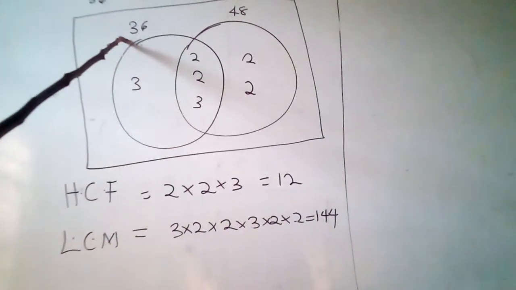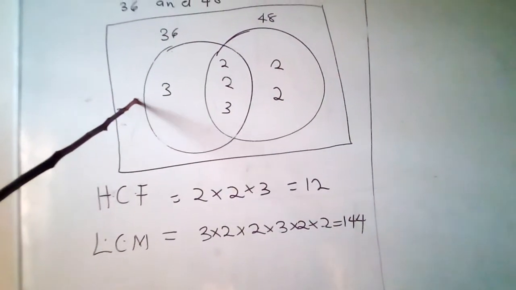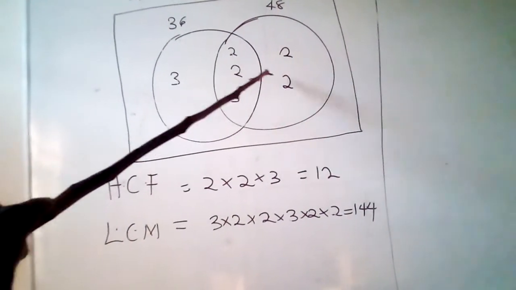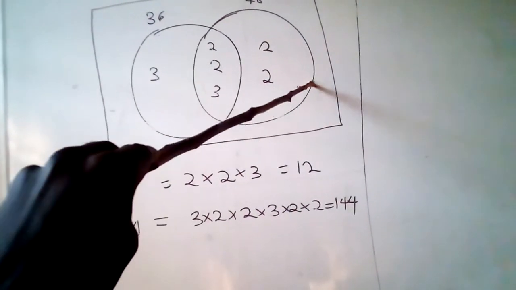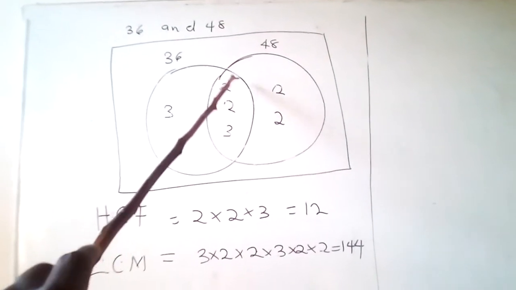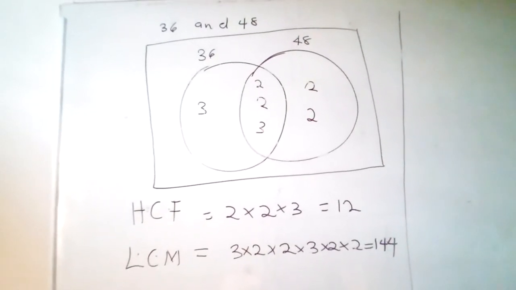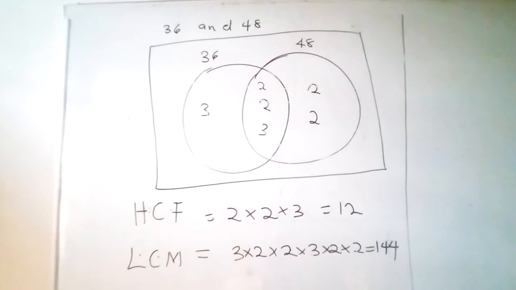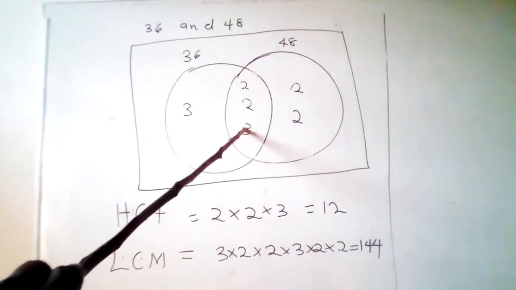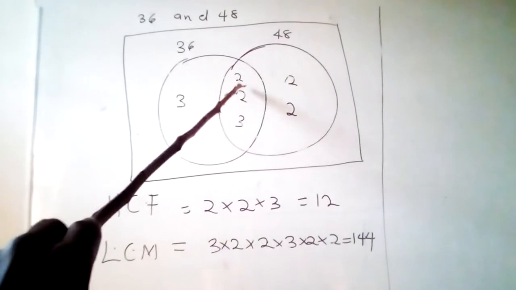So this is the factors of 36. Anything within this circle, from there to this place, are the factors of 36. But the common ones are the 2, 2, 3. Okay. So the HCF is obtained by multiplying the factors in both circles. So you have to multiply 2 by 2 by 3 before you can get the highest common factor. So the HCF is found by multiplying the numbers in the intersection.